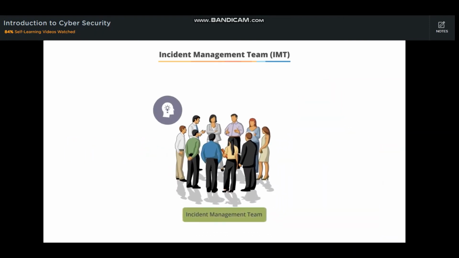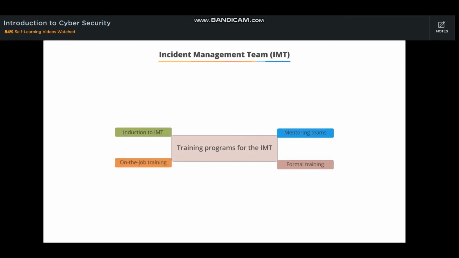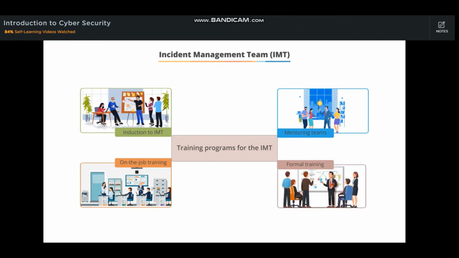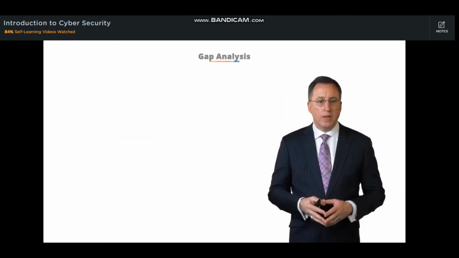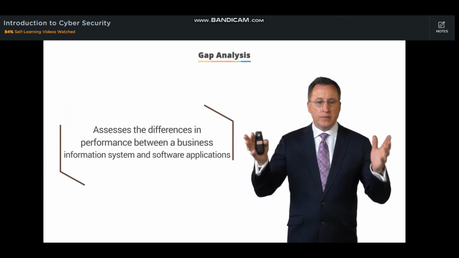Team training prepares a group of individuals to function together as an incident management team, or IMT. Every incident management team member should undergo the following training program. Induction to an incident management team. Basic information about the team and its operations. Mentoring, team's roles, responsibilities, and procedures. On-the-job training. Formal training.